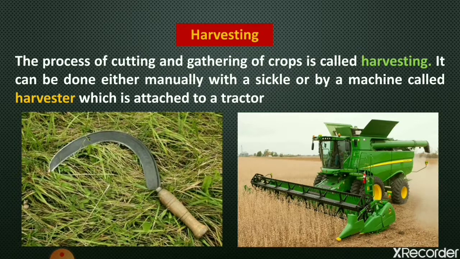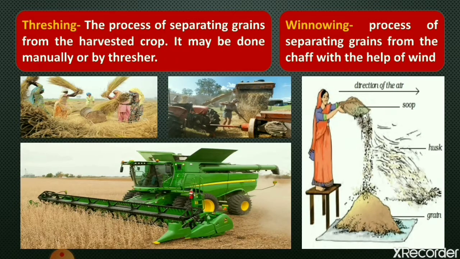Now, two more methods are there. About these two methods we have studied in class 6th. The first one is threshing, and the next one is winnowing. So what is threshing? Threshing is the process of separation of grains from the harvested crops. So when we separate the grains from their crops, from their stem, then it is called threshing.